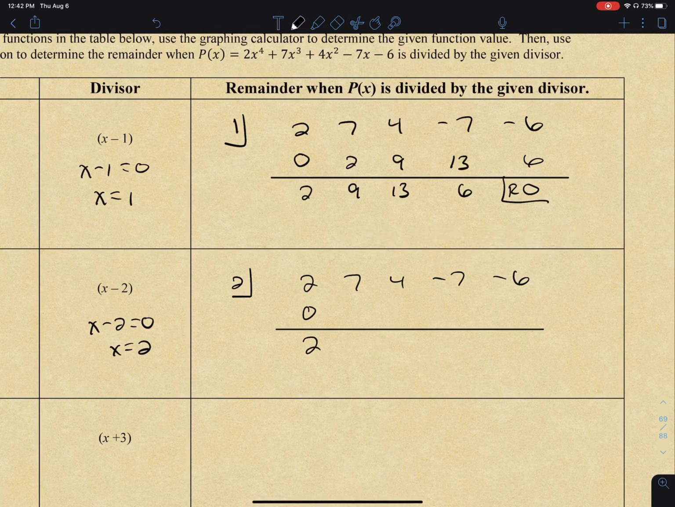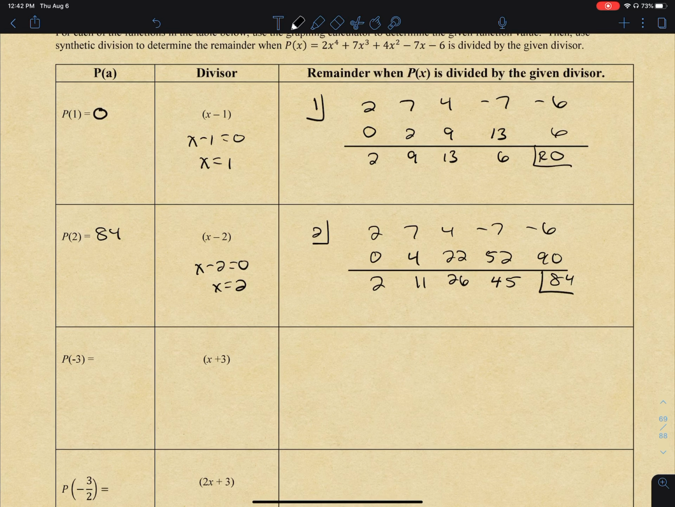I add 0 and 2, I get 2. 2 times 2 is 4. Add, multiply, add, multiply, add, multiply, add. The remainder is 84. You don't have to write R; the remainder is 84. I just put it here for fastest.